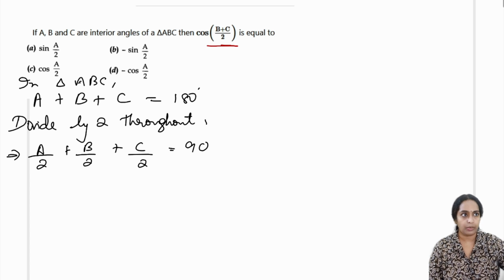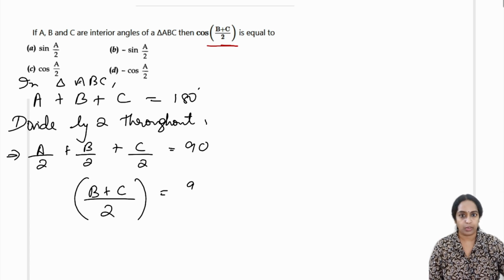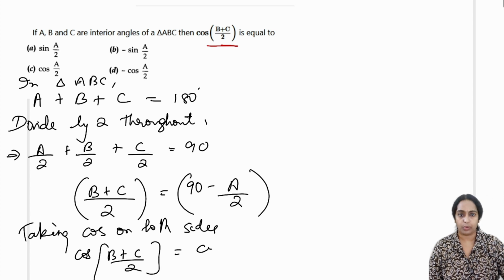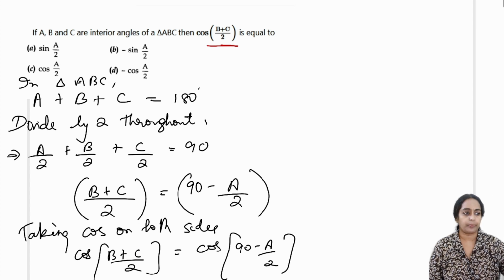Now again looking into the question, (B plus C) by 2. So let me write (B plus C) by 2 on the left hand side. Transpose A by 2 to the right hand side. So that will be 90 minus A divided by 2. The question says cos of (B plus C) by 2, so taking cos on both the sides, you have cos of (B plus C) divided by 2 equals cos of 90 minus A by 2.